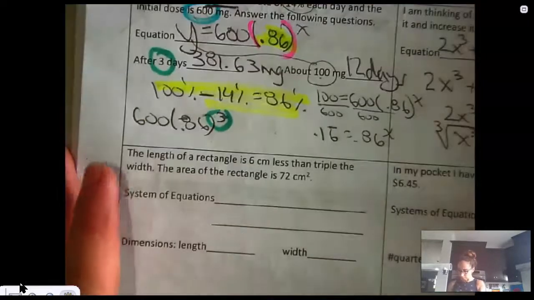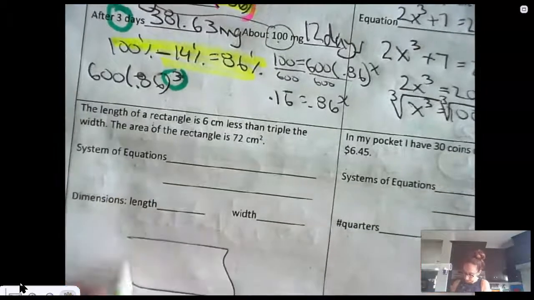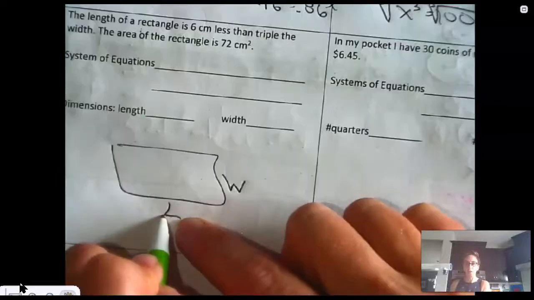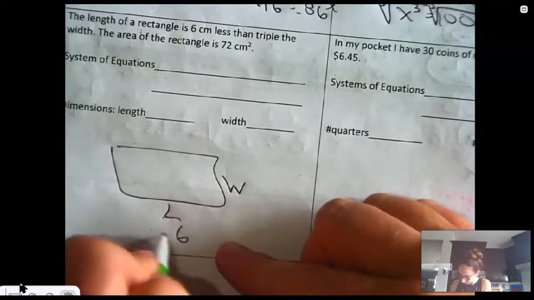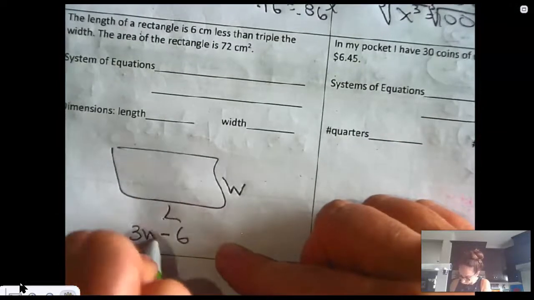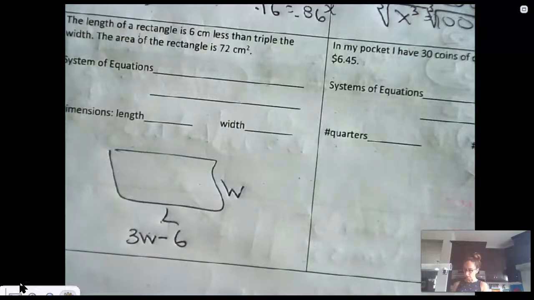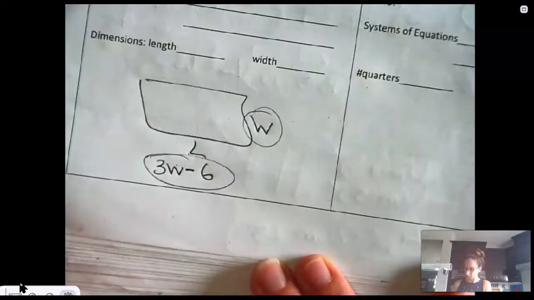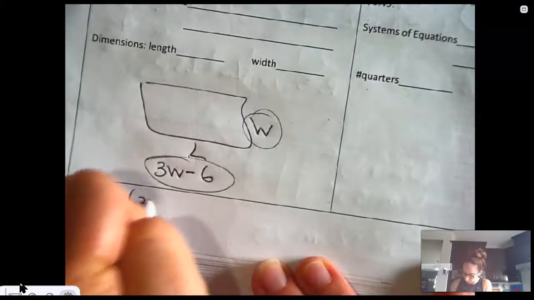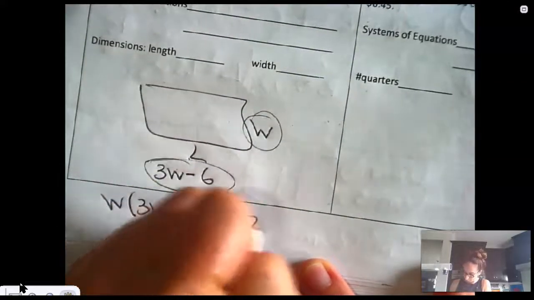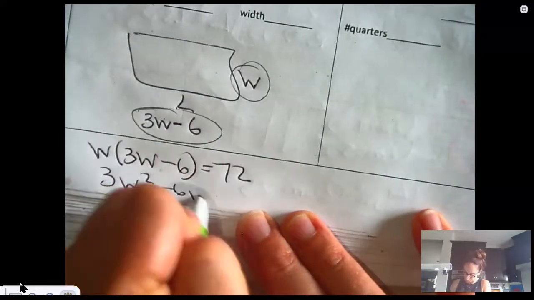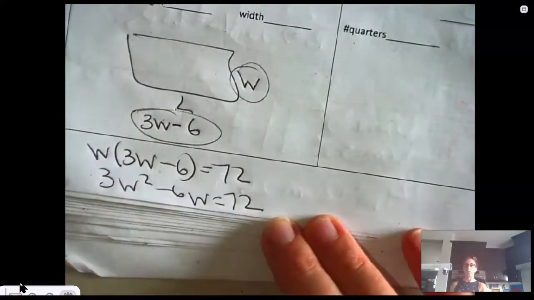Okay, system of equations. We're talking about a rectangle, length and width. The length is 6 less than triple the width. Now they told you the area. Okay, well, how do you find area? Oh yeah, you go this times this. So you go W times 3W minus 6 equals 72. Distribute.